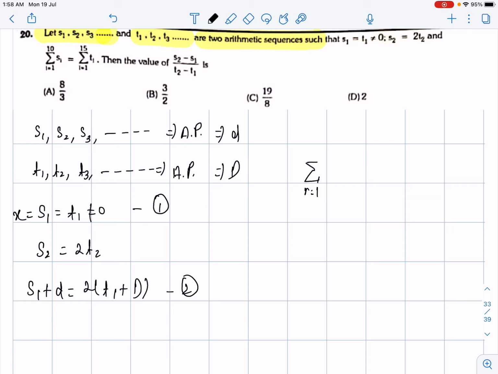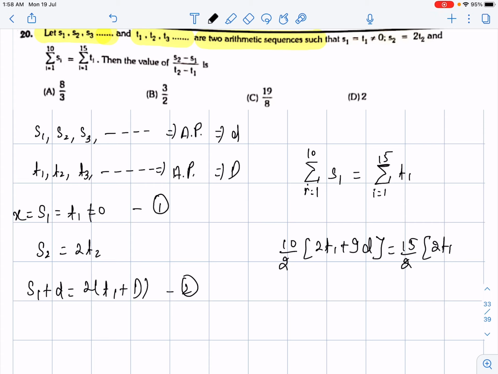I is equal to 1 to 10 of s_i, that is the sum of the first 10 terms of s, is equal to the sum of the first 15 terms of the second arithmetic progression, they told. Okay, so we'll write 10 by 2 times of 2 times s1 plus 9 times small d is equal to 15 by 2 times of 2 times t1 plus 14 times capital D.